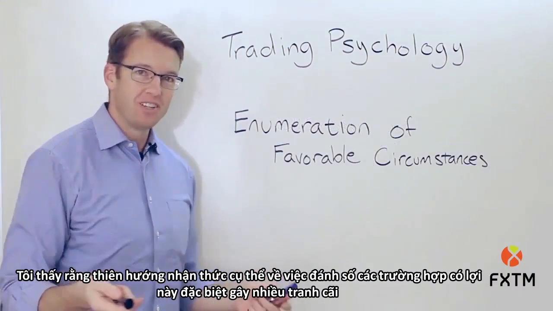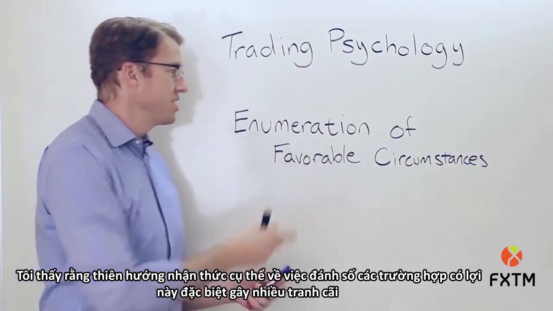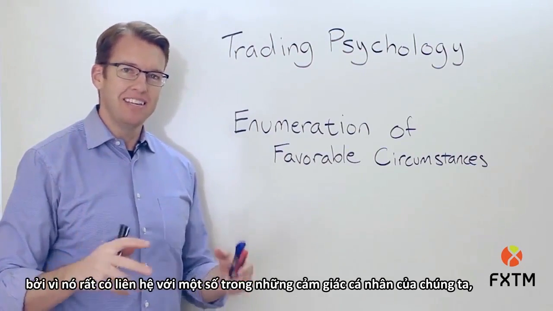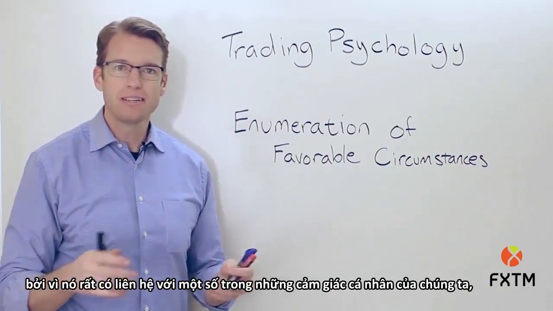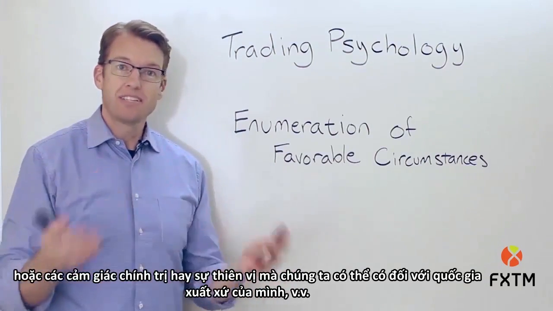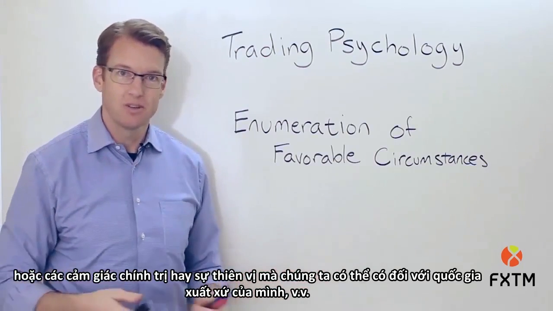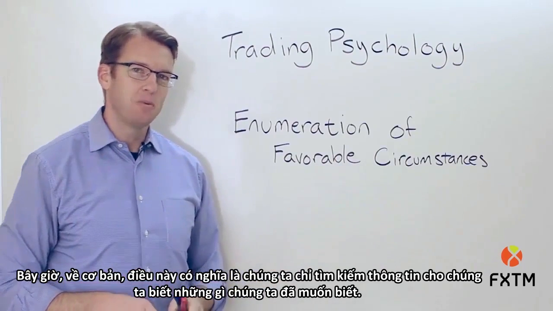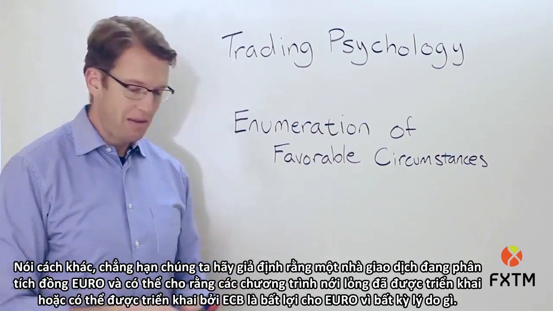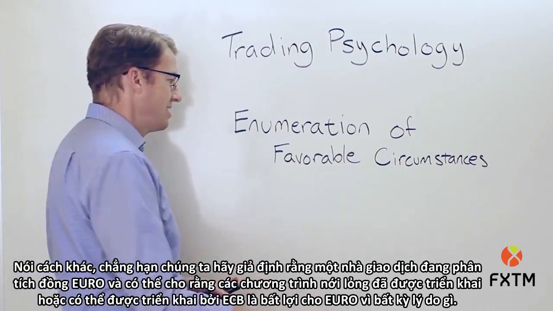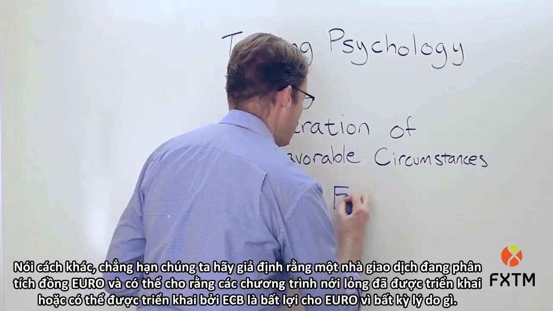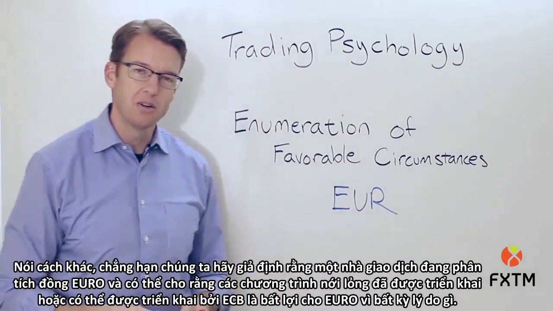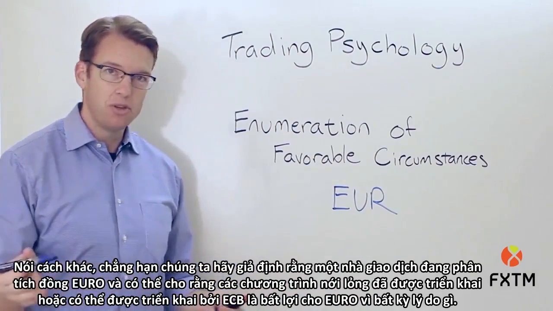I find this particular cognitive bias of enumeration of favorable circumstances to be particularly vexing because it's so tied up with some of our personal feelings or political feelings or favoritism that we might have towards our country of origin and so forth. Now, what this basically means is we only look for information that tells us what we already want to know. So, for example, let's say that a trader is analyzing the euro and they believe that easing programs that have been launched or may be launched by the European Central Bank are bad for the euro for whatever reason.